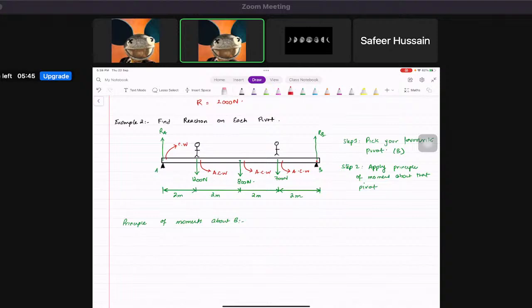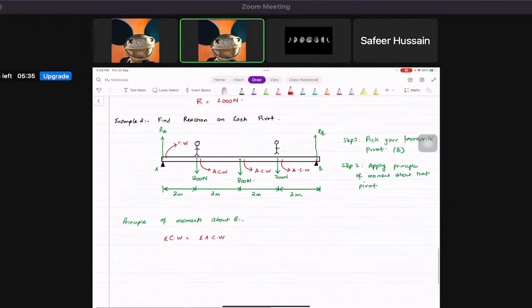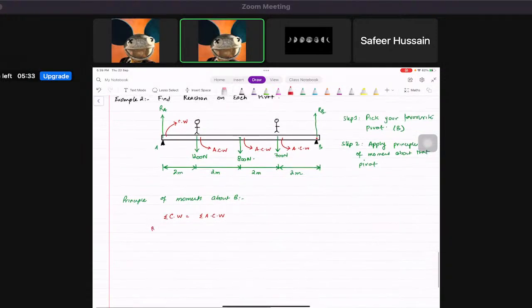Now you write sum of clockwise moments equals sum of anti-clockwise moments. So the clockwise moment here is RA times the distance of RA till B, which is 8 meters. Anti-clockwise moments are 1200 times 6 plus 800 times 4 plus 700 times 2. So we always take the distance from the force till the pivot. You guys need to remember that. Any questions?